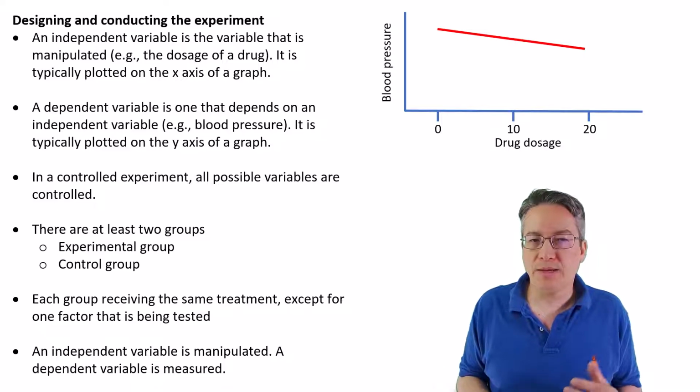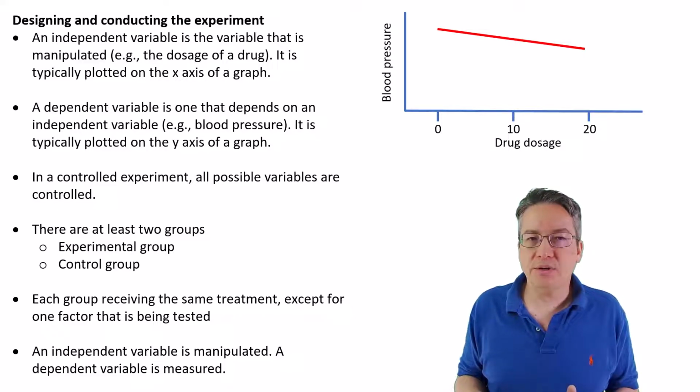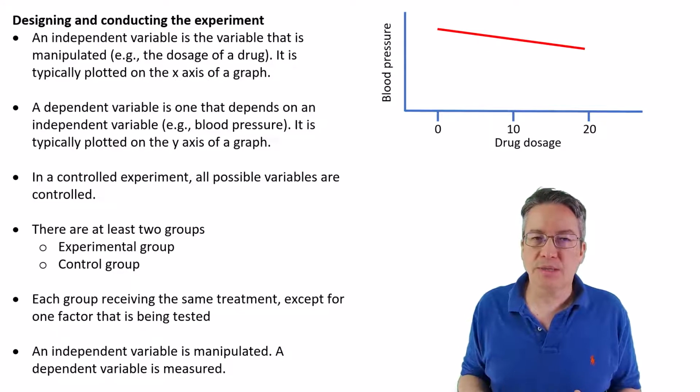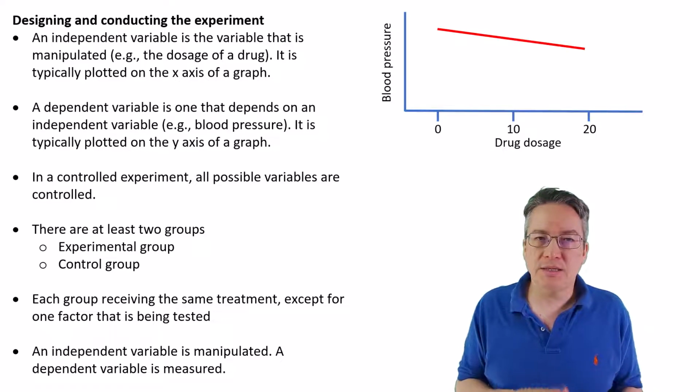But again, we have an independent variable, that's the variable that's manipulated in an experiment, and the dependent variable is essentially the outcome. It's the result. So in this case, we'd be measuring blood pressure in our patients.